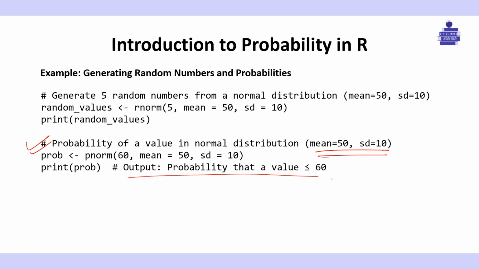Here the function rnorm generates n random numbers from a normal distribution. Here this is the value of n, this is the mean, and sd, that is the standard deviation. Whereas the pnorm function computes the probability P(X <= x) for a normal distribution, where this is the value of x, mean, and standard deviation, respectively.